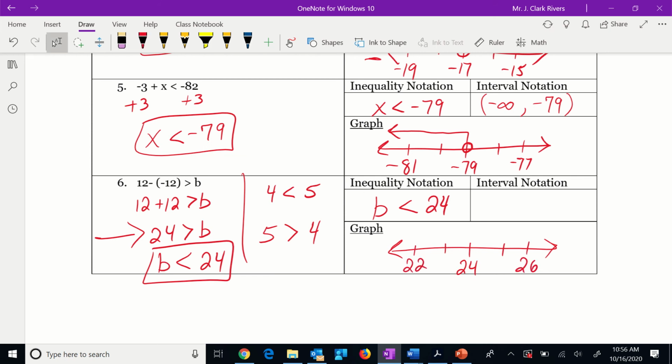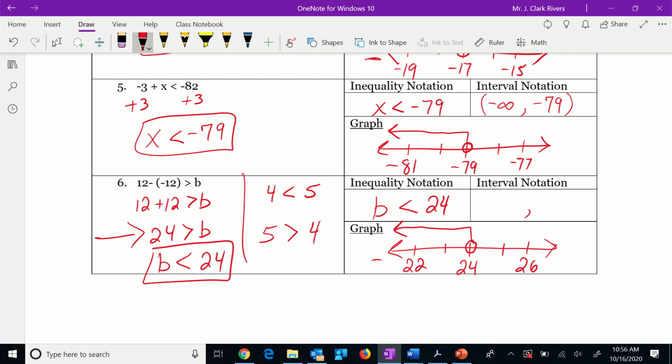Okay, so here we are at 24. Everything is going to center around 24 here. B is less than 24. Open or a closed circle at 24? Open circle, meaning everything right up to 24 is included, but not 24. So B is less than 24. All the numbers that are less than are to the left. So we shade to the left like this.